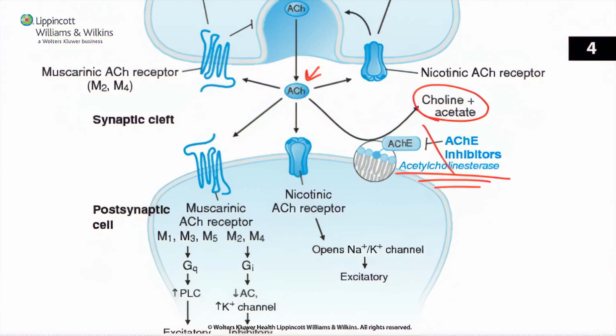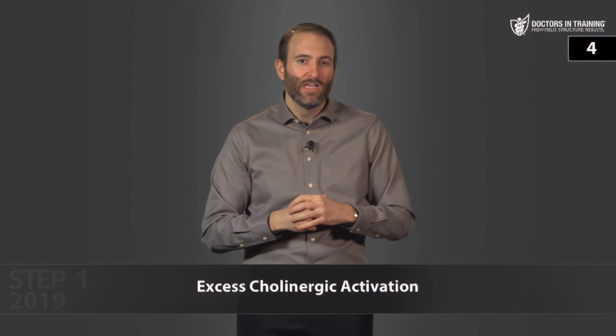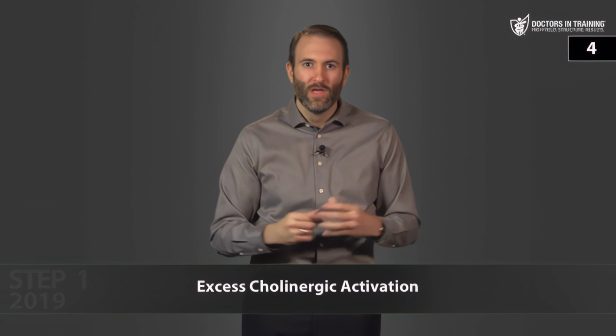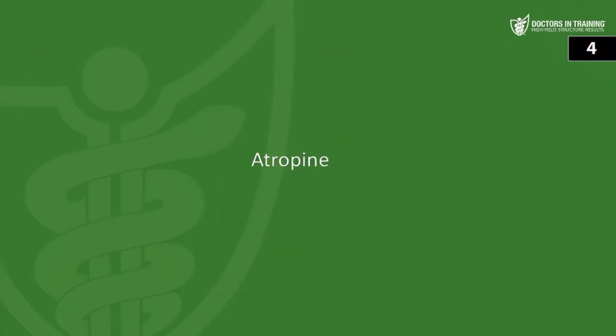Now, if we don't have acetylcholinesterase, then we get way too much acetylcholine, and we get way too much stimulation of muscarinic receptors. So one way to counteract this is to competitively bind muscarinic receptors, to effectively block them. Now, what medication actually does this? Well, this is the mechanism of action of atropine, which is the primary antidote of organophosphate poisoning.